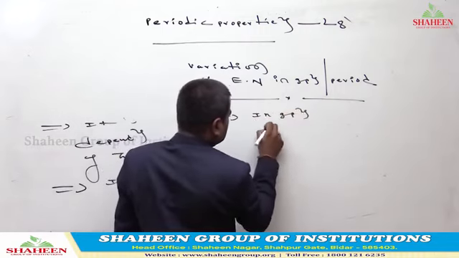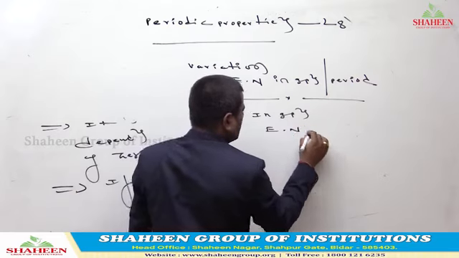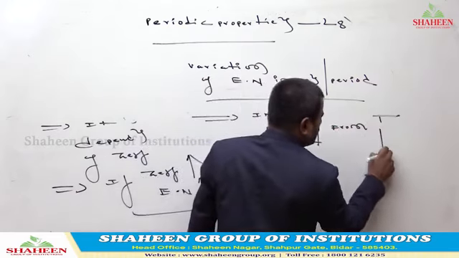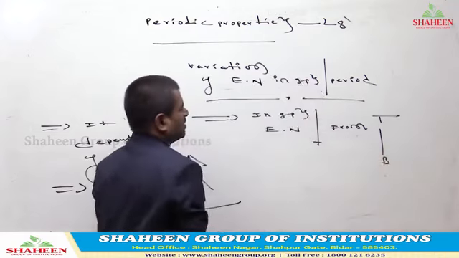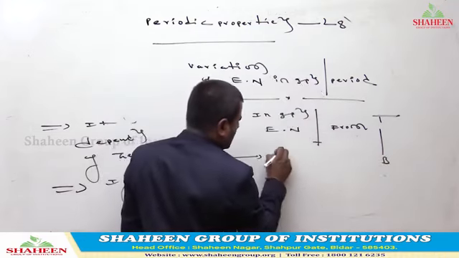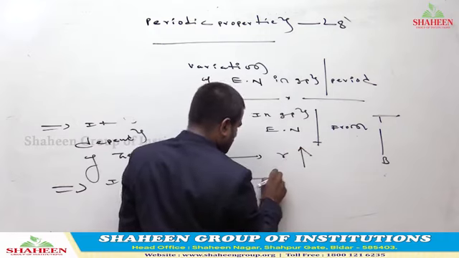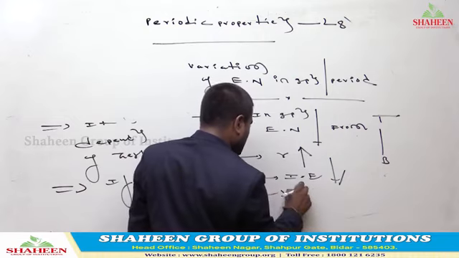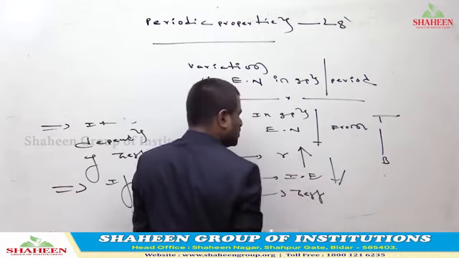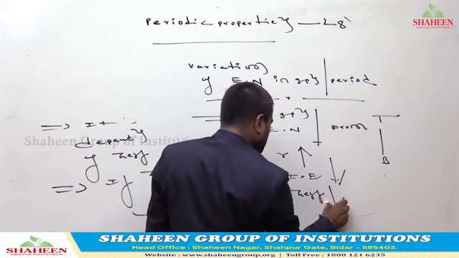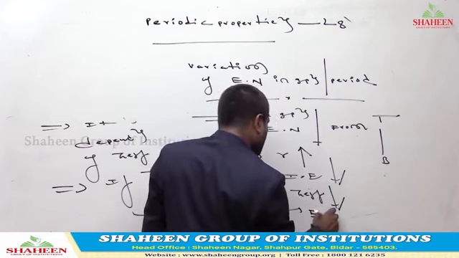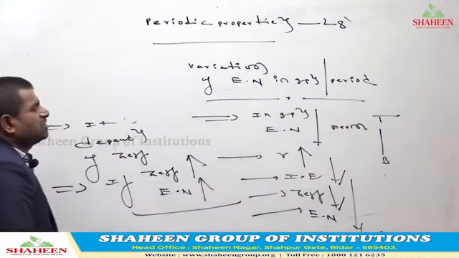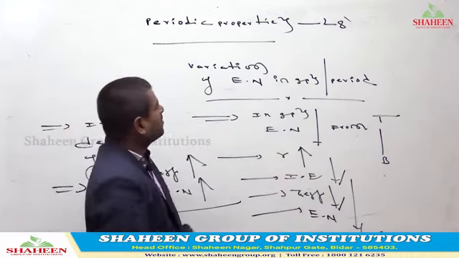In groups, generally electronegativity decreases from top to bottom. The reason: atomic size increases, ionization energy decreases, therefore the effective nuclear charge, Z effective, also decreases. Therefore electronegativity decreases down the group. Remember students, this point you have to remember.